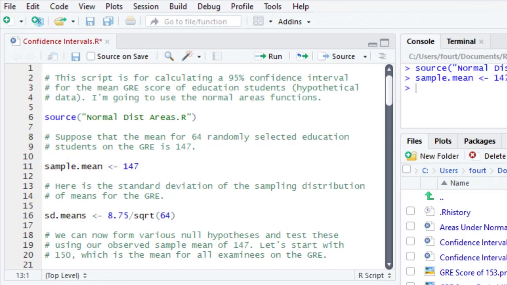The standard deviation of the sampling distribution of means for the GRE will be the standard deviation of GRE scores, 8.75, divided by the square root of the number of individuals in our sample, and that is 64. Let's store this in an sd.means variable.